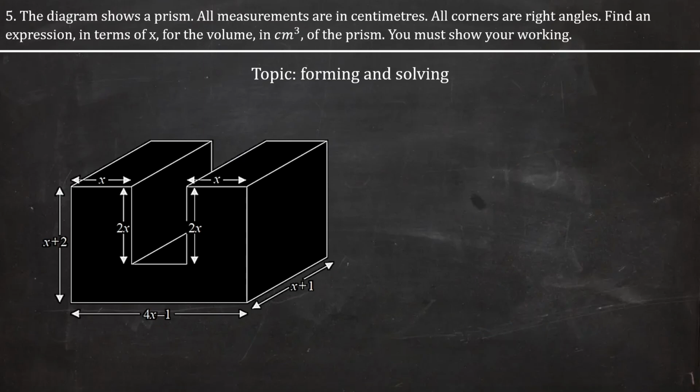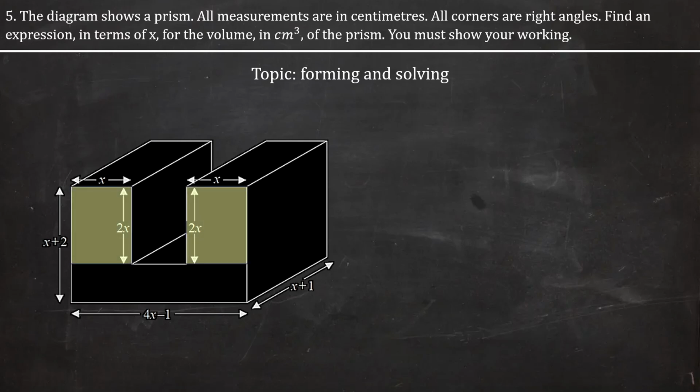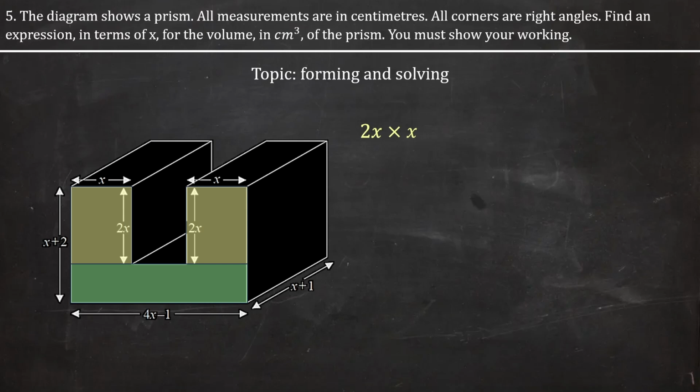Question 5, we have some forming and solving with a compound shape and some volume involved. So it's a compound shape. The first thing we need to do is break it into easier shapes to find the area of. So we're going to break it into those 2 yellow rectangles and the green rectangle at the bottom. For the 2 yellow rectangles, you have sides 2x and x, so the area of them is going to be 2x squared. For the green rectangle, we actually don't have the height, so we have to find it.